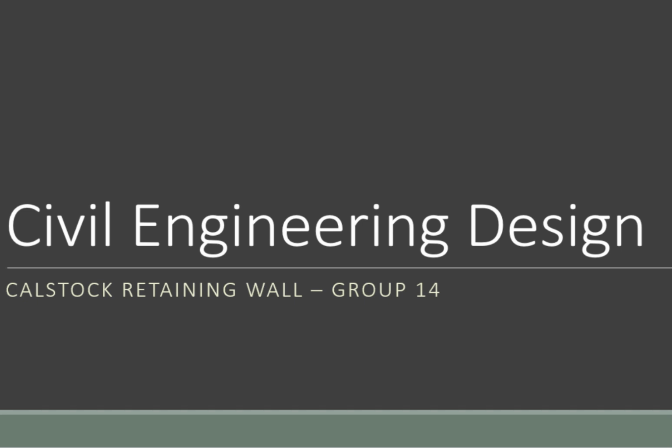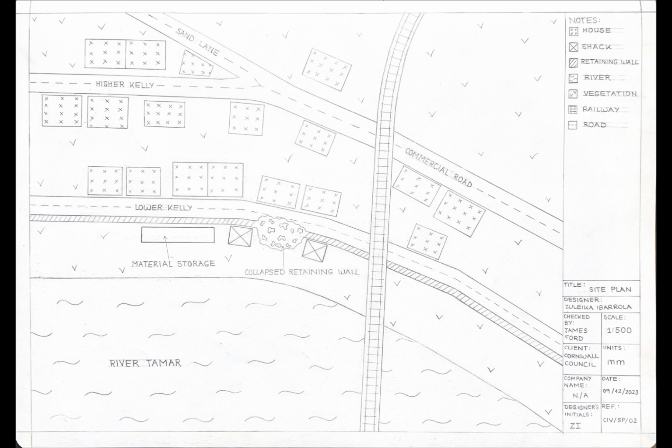This is the Calstock Wall Design Project by Group 14. First, I'm going to talk about the site plan.